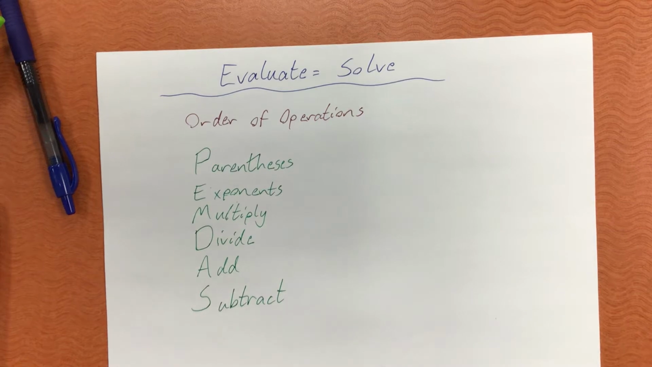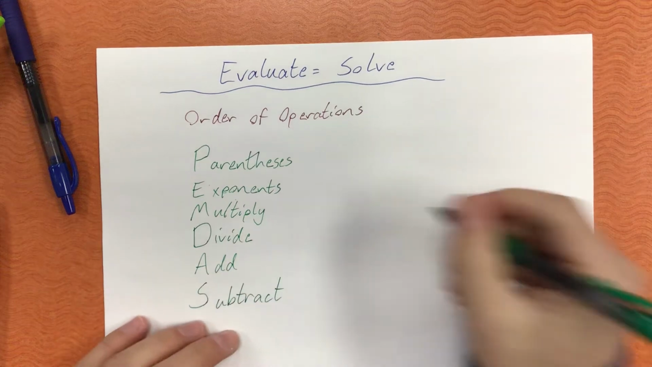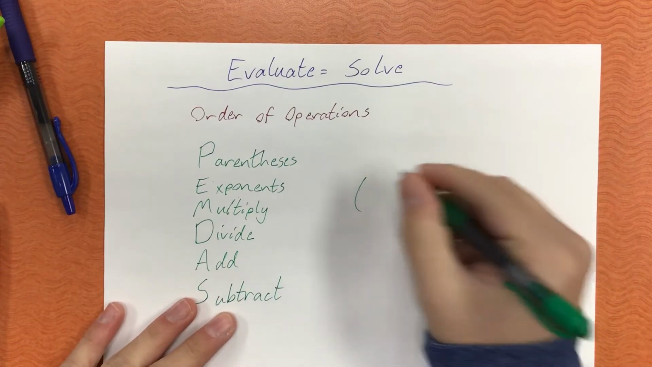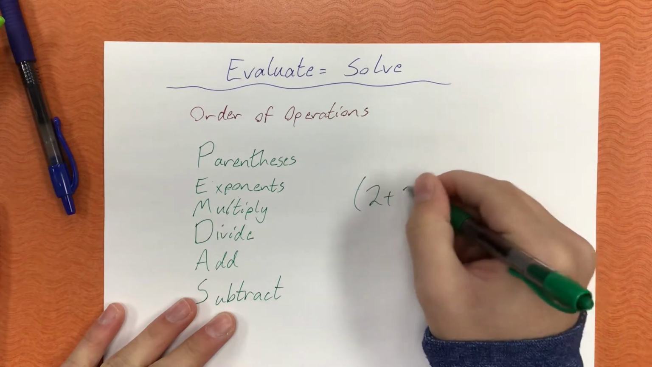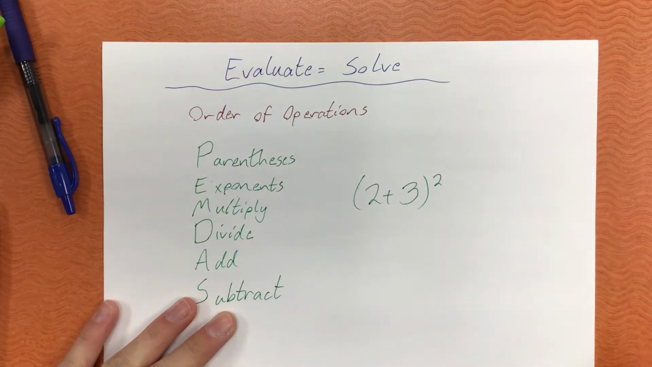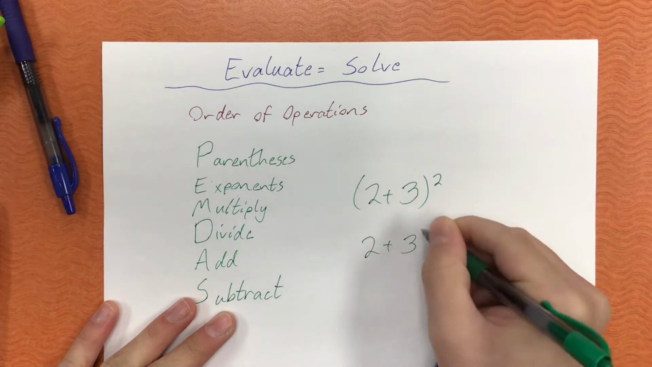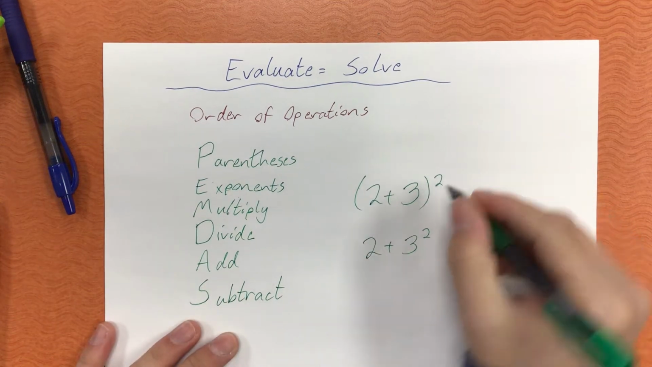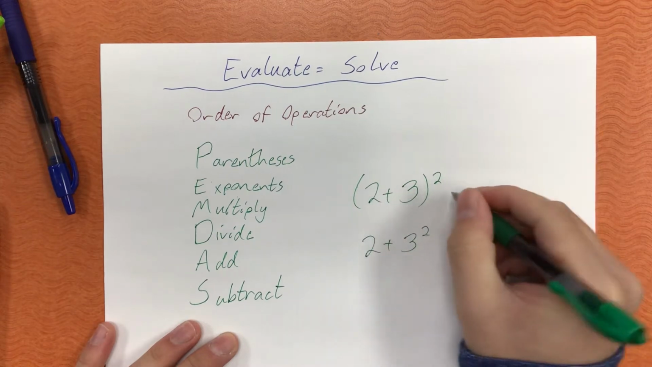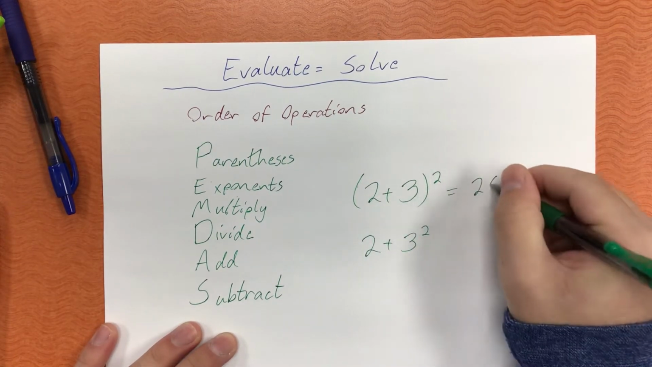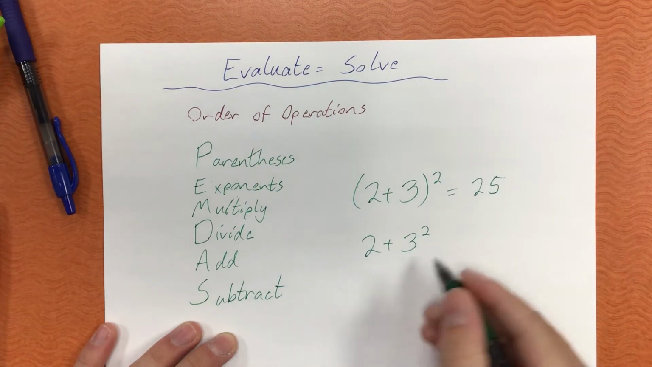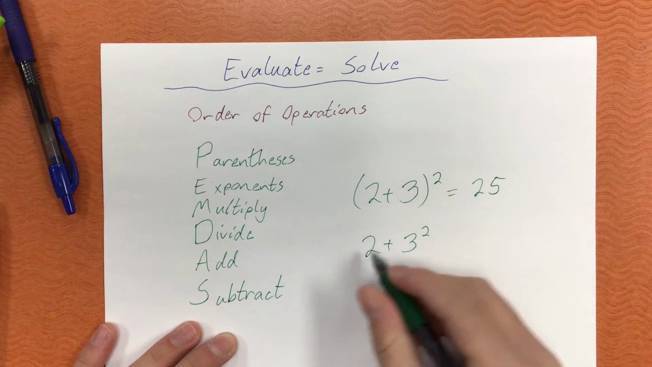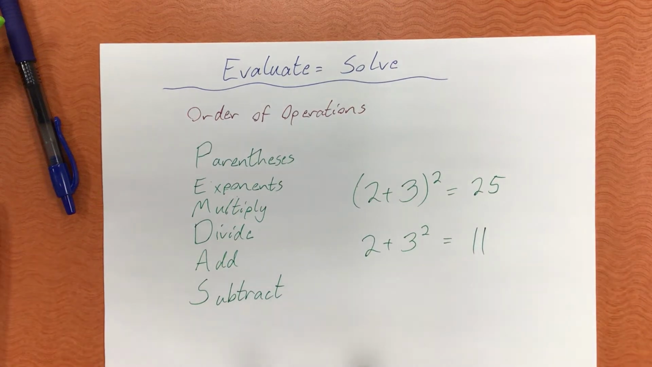So when you're doing a math problem, there's an order that you need to follow. If you don't follow that order, you're going to end up with a different answer. Let me show you an example here. Same problems, one has parentheses, one doesn't. If you don't follow the order, you're going to see that 2 plus 3 is 5. 5 squared, so 5 times itself, is 25. If you do it this way, you get 3 squared is 9, plus 2 equals 11. So they're very different answers, okay?